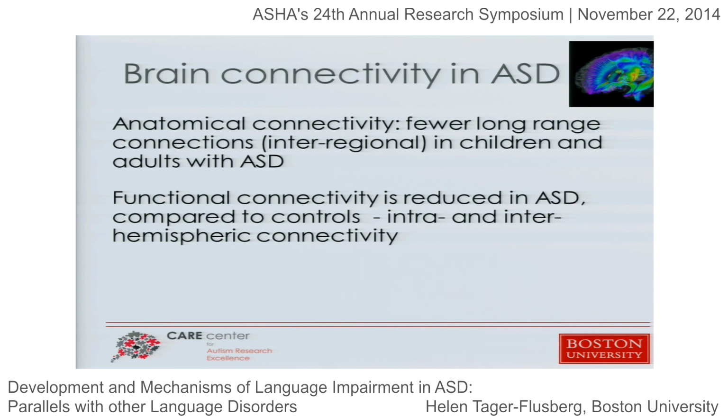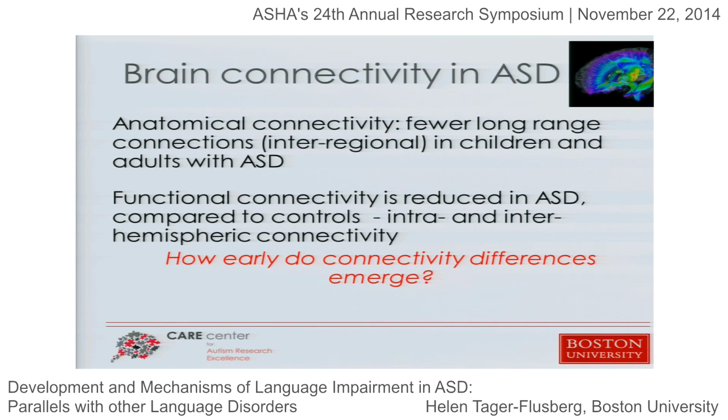We then went to look at connectivity in the brain. This is a hot topic. If you look up the general hypothesis about what's different in the brains of people with autism, they have different connectivity between brain regions. We know anatomically there seem to be fewer long-range connections, including, say, the arcuate fasciculus, particularly in children and adults with autism. And when we look at functional connectivity, and you can do this in a variety of ways depending on whether you're doing MRI or EEG, we also find reduced connectivity, both intra- and inter-hemispheric. This is a quite replicable finding across studies.